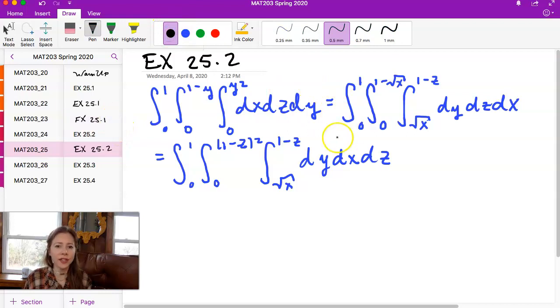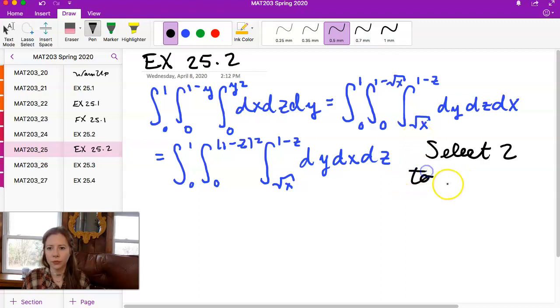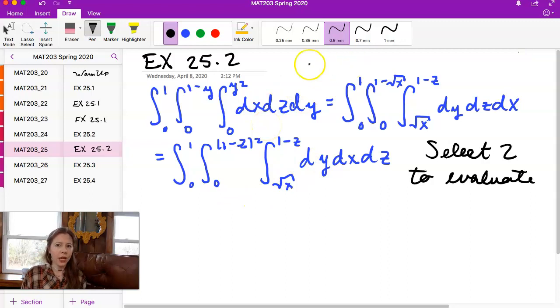And so what I'd like you to do is select any two of these 6 to evaluate. And you should get the same answer for both if you evaluated them properly. And I'm just going to go through one of them with you. So pause it, select two to evaluate, try it on your own, and I'm going to go through one of them with you.